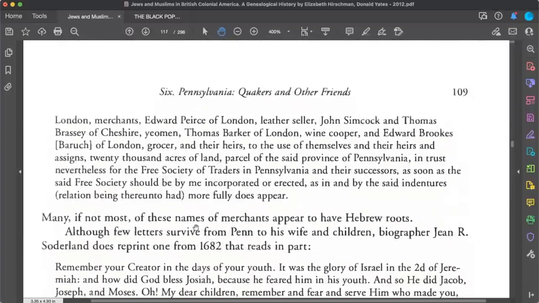Many, if not most, of these names of merchants appear to have Hebrew roots. All right, these merchants, who's the merchants? We already broke this down many times before.